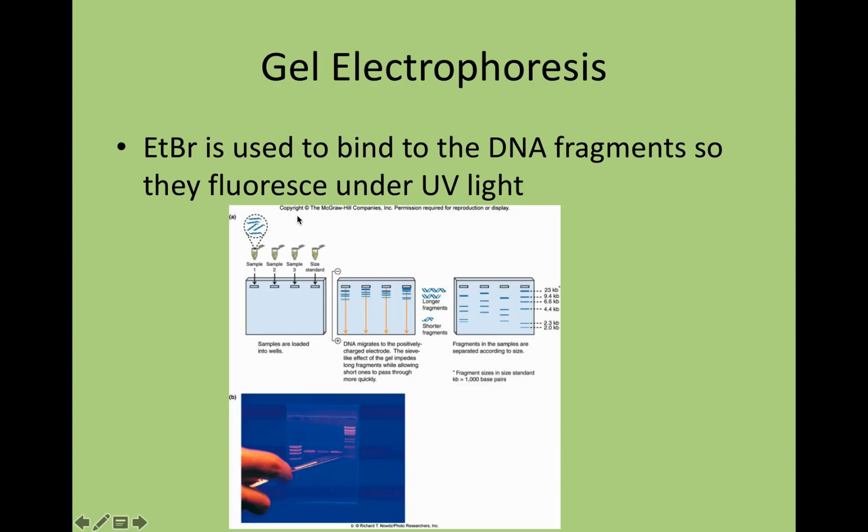So this image here shows what I was mentioning. We have these little wells here that we load the DNA samples into the gel, and we apply the current, and the bands will separate based on their number of base pairs. The shorter ones go farther through. This is what the gel actually looks like. We use a chemical called ethidium bromide to attach to the DNA fragments, and it will fluoresce under UV light.